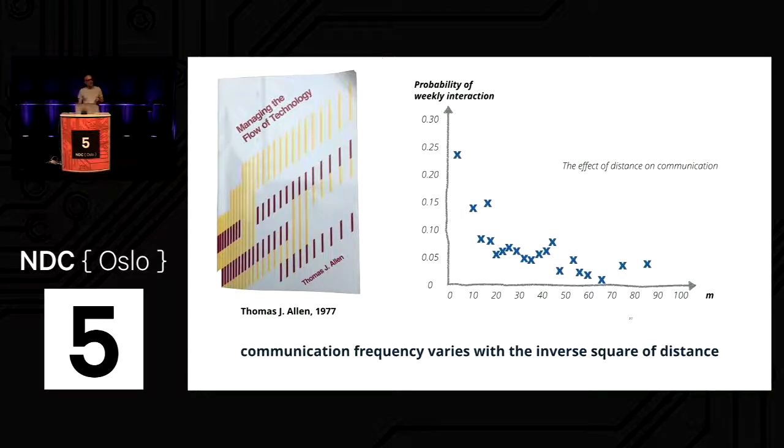See, he found this. This is the key result. So communication frequency varies with the inverse square of distance. We've got a graph here showing the probability of me having a weekly interaction with someone on the y-axis, and the distance they are away from me on the x-axis.